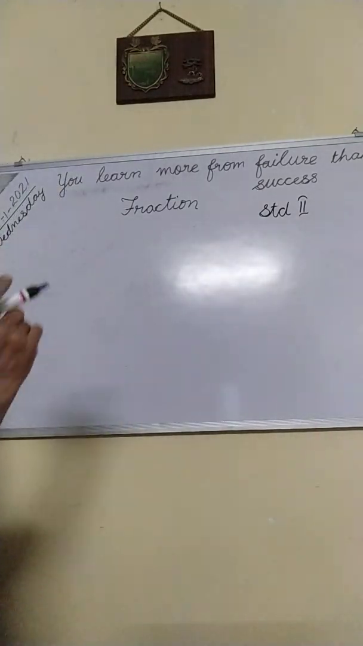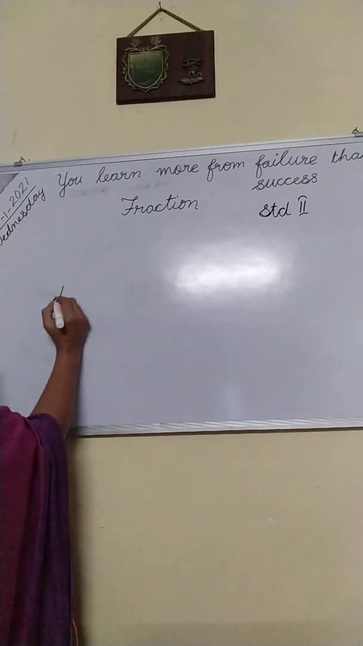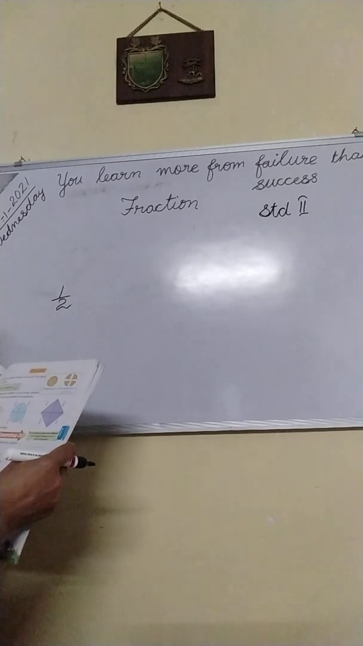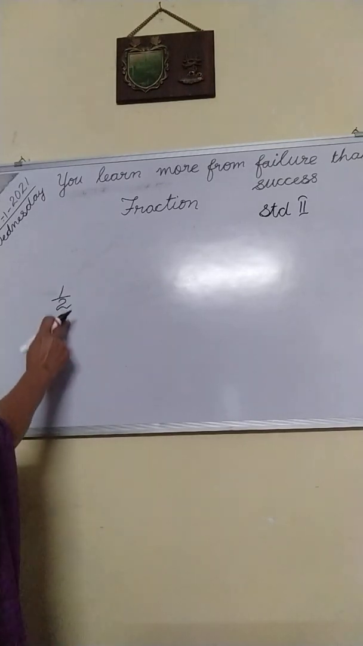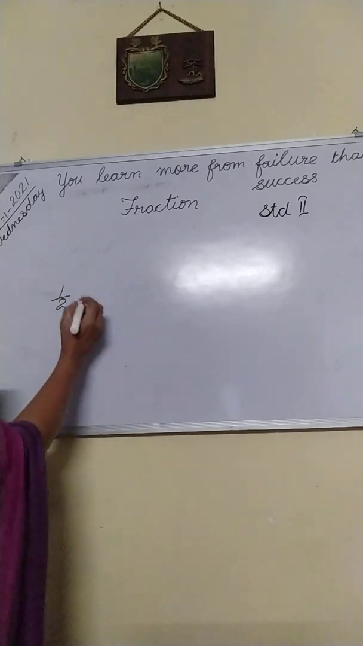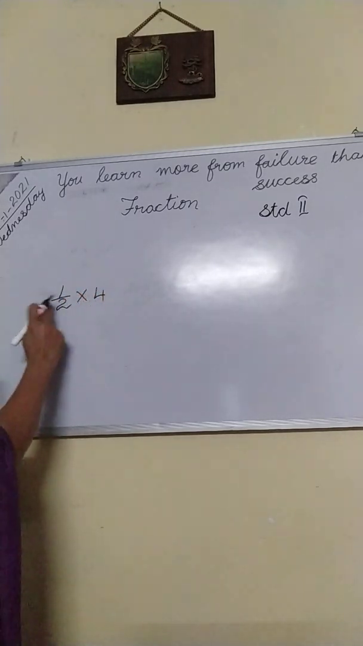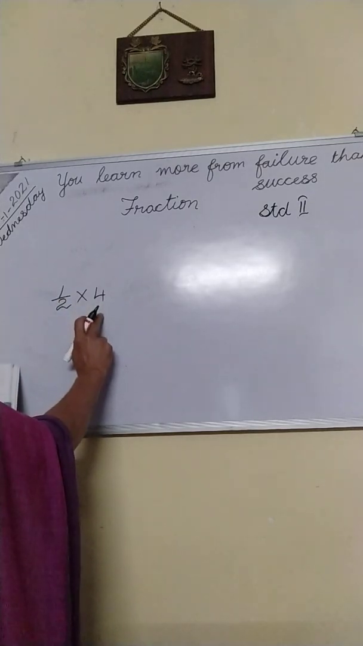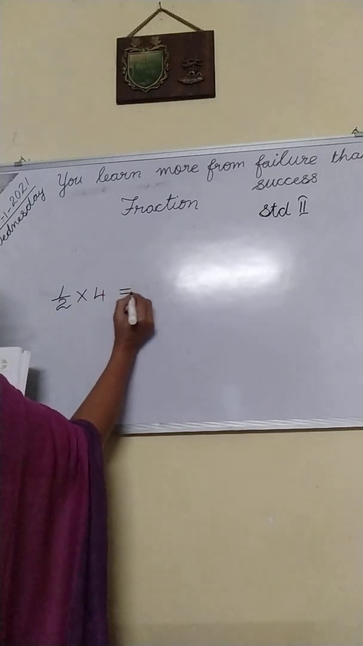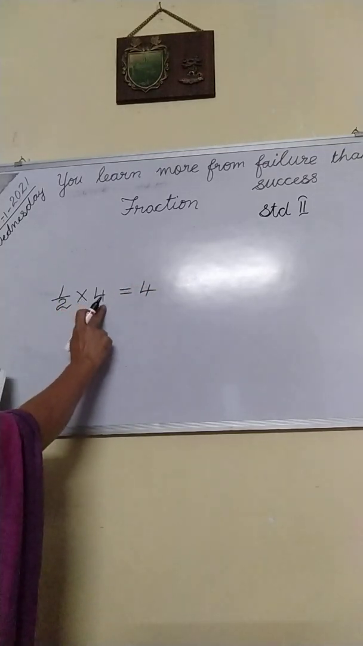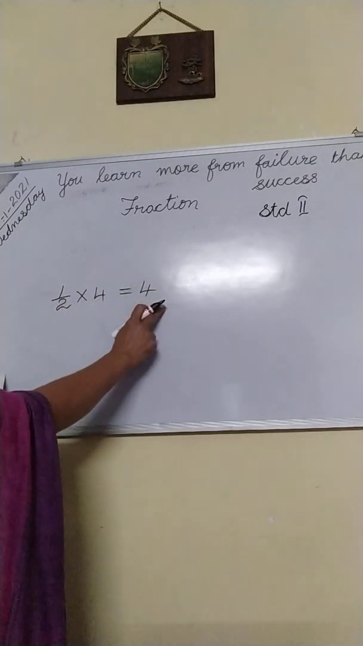Look carefully. Half. This is known as 1 by 2. What is it? 1 by 2. That is half. 1 by 2 into 4 is equal to what?